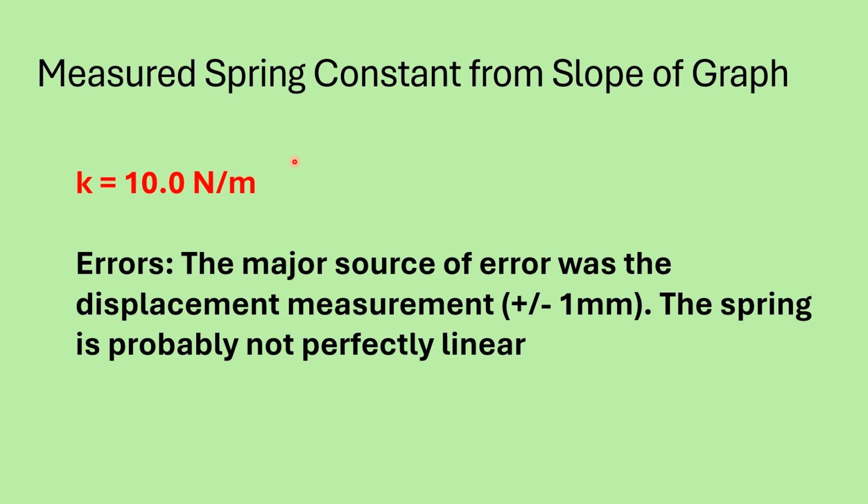Okay, so for measuring the spring constant from the slope of the line, it turned out to be 10.0 newtons per meter. So that was the spring constant. Now in this measurement, the major source of error was our displacement. You can see it was not super accurate, but it's probably good to plus or minus 1 millimeter. I did let things stabilize, so we got a good measurement. And also the spring is not perfectly linear. It's just a mechanical spring.